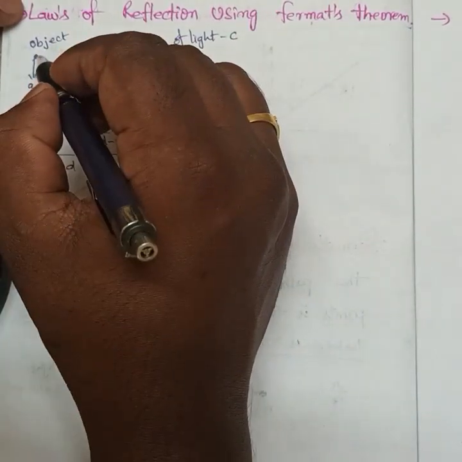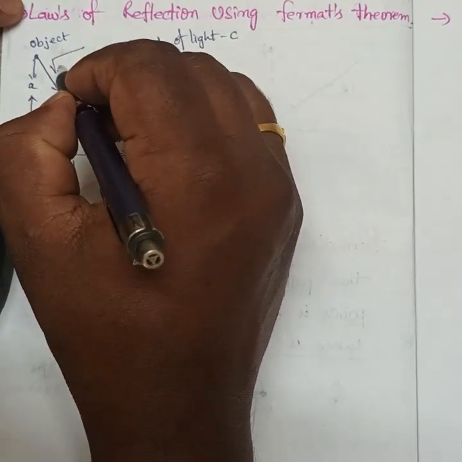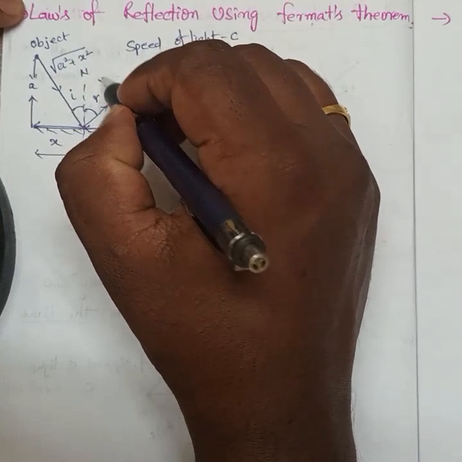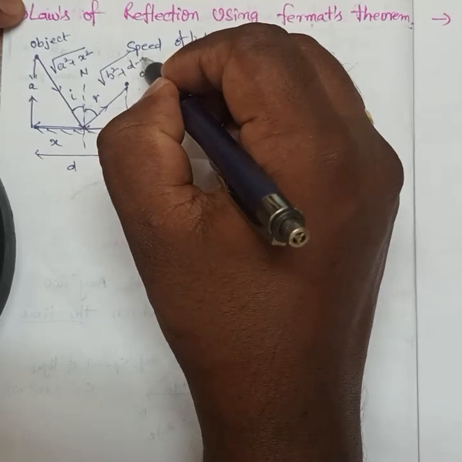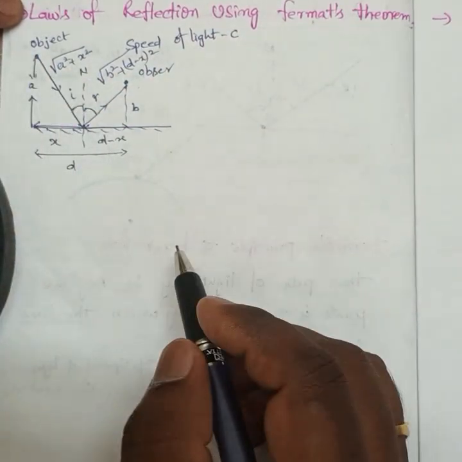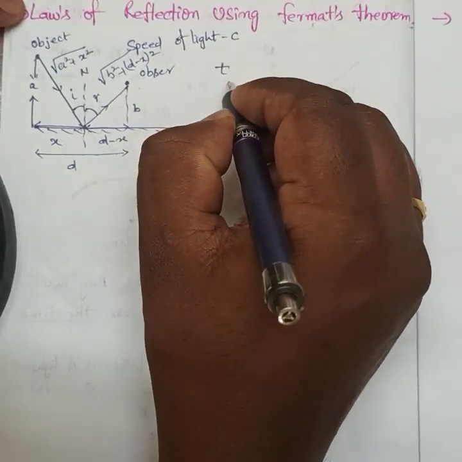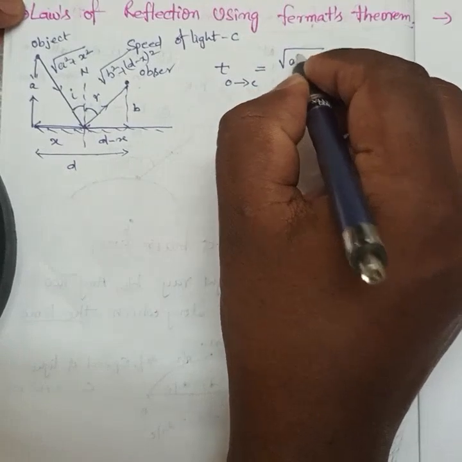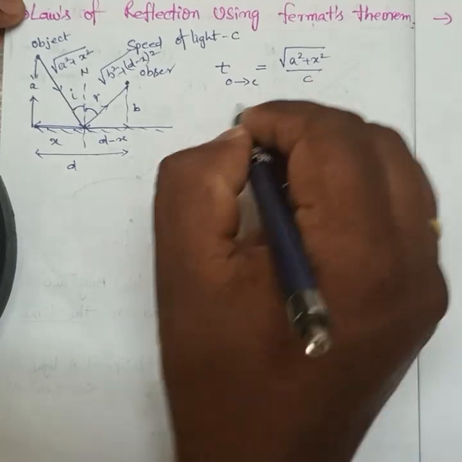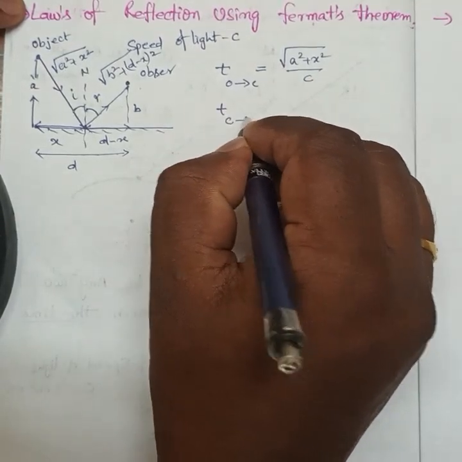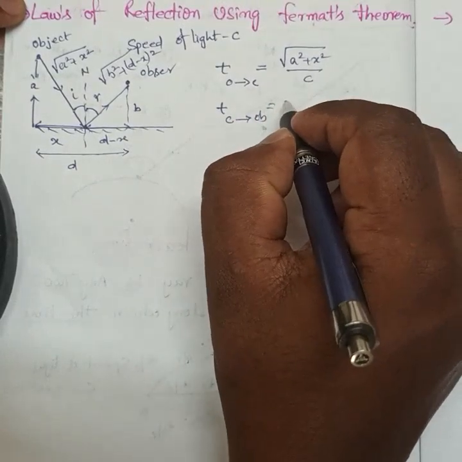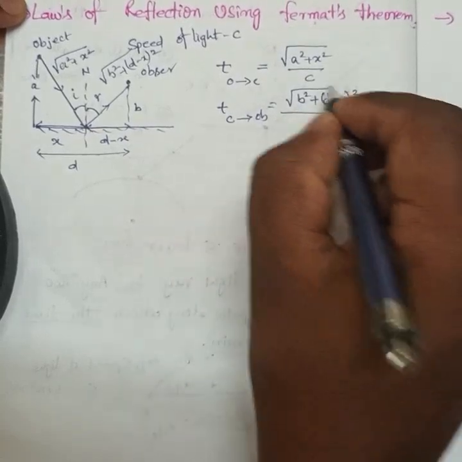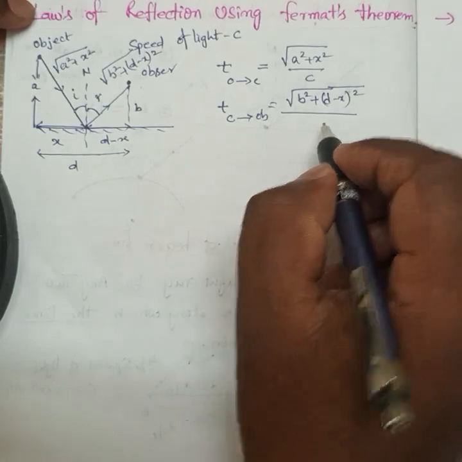Now the distance from the object to the point of contact is the square root of a squared plus x squared, and the distance from the point of contact to the observer is the square root of b squared plus (d minus x) whole squared. The time taken from the object to the point of contact is the square root of a squared plus x squared divided by the speed of light, and the time taken from the point of contact to the observer is the square root of b squared plus (d minus x) whole squared divided by c.